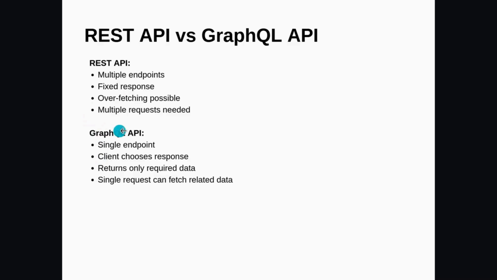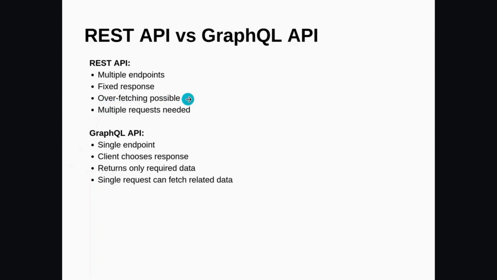Okay, but in the GraphQL API, there is a single endpoint. Okay, so we don't have to configure multiple endpoints in the UI. Okay, then here the client chooses the response. In the user detail, if they just want to see the username, not the other details like the user phone number or addresses, if they don't want such data, they can just type the username. Okay, so at the client side, they can decide what data they want.